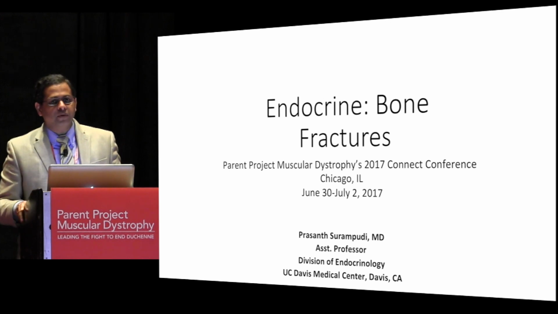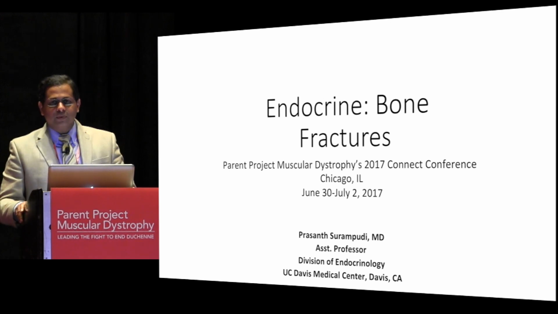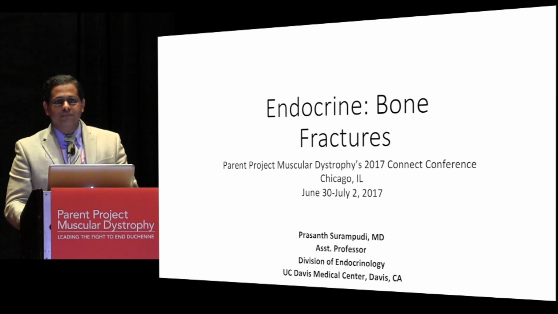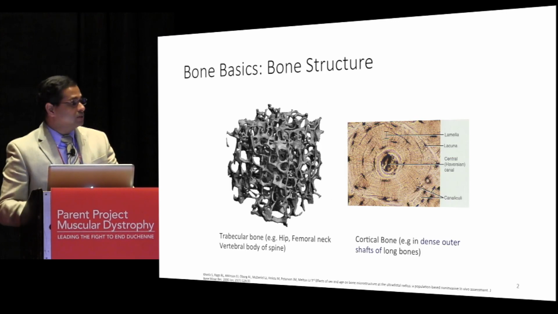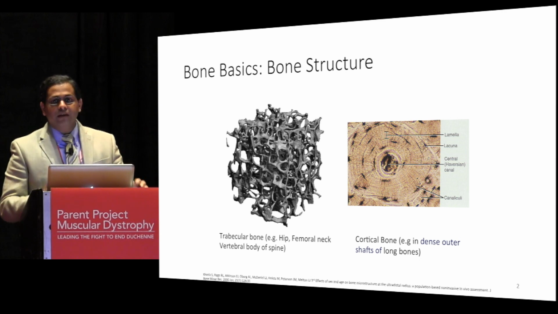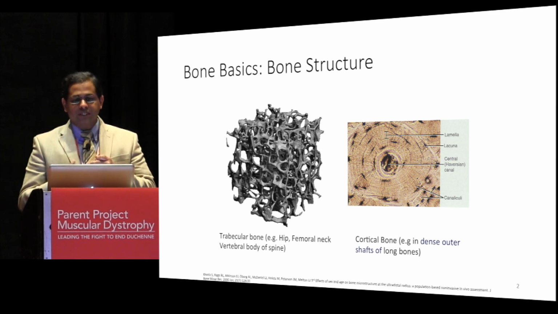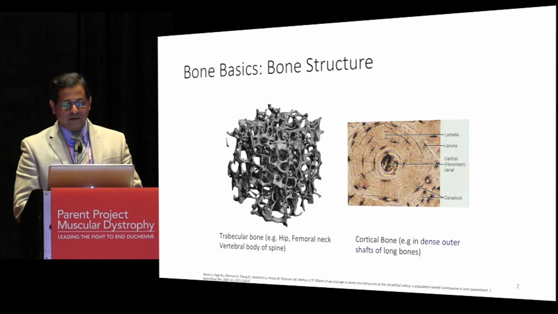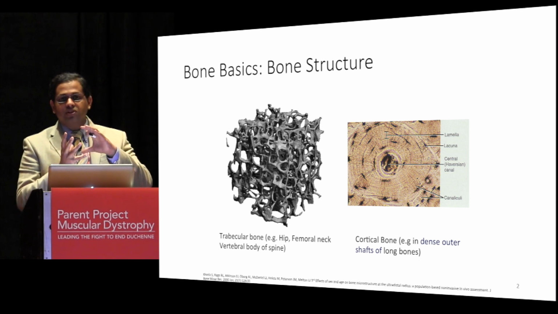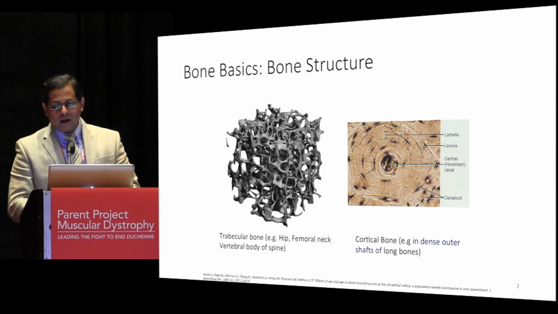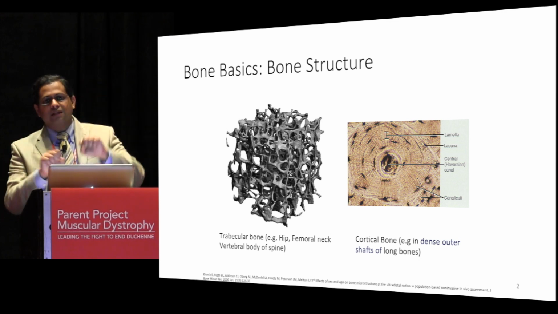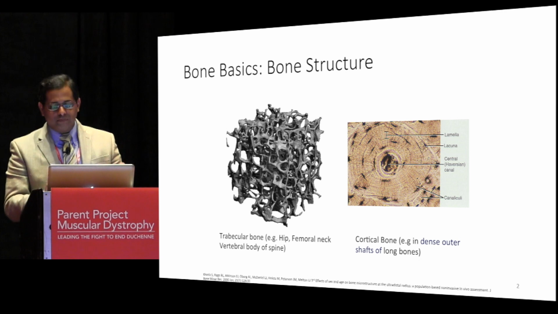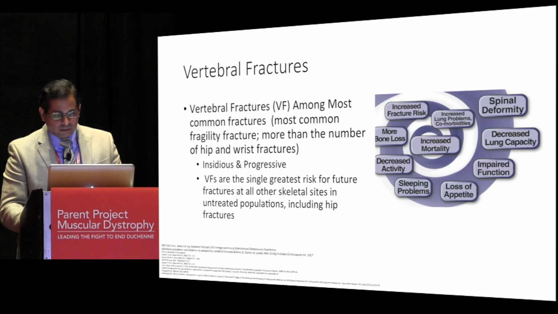So I want to talk to you about bone fractures. And what I'm going to do is go over the basic idea initially about what bone fractures are. You'll see two different kinds of bones, basically. One, how it looks in the spine, it looks like this trabecular, lattice-like structure. And in the long bones, in the shaft of the bones, it almost looks like an onion peel. So those are the two basic concepts that you want to know.